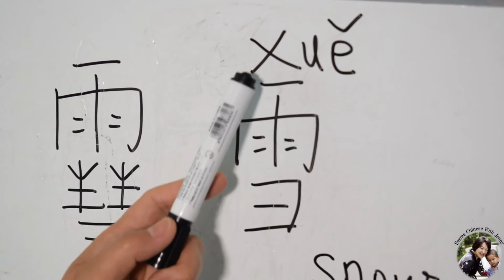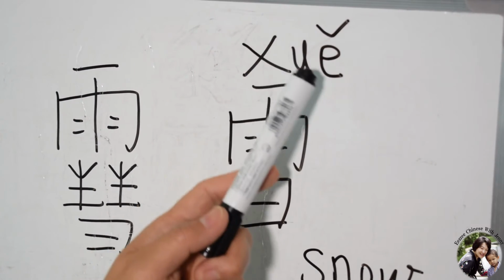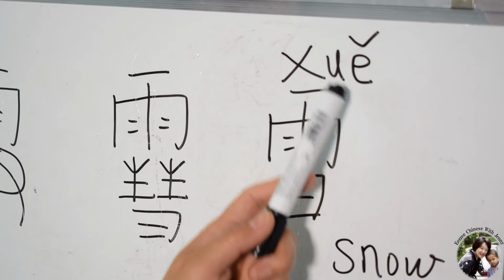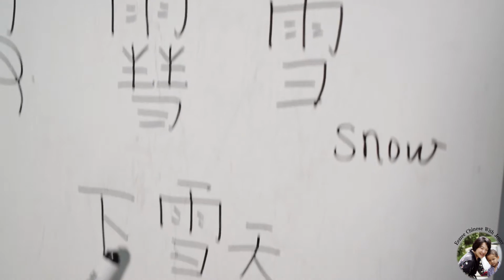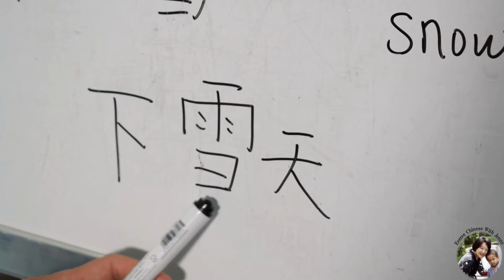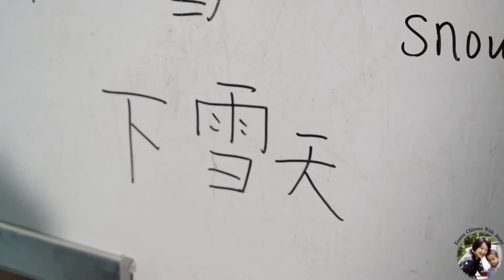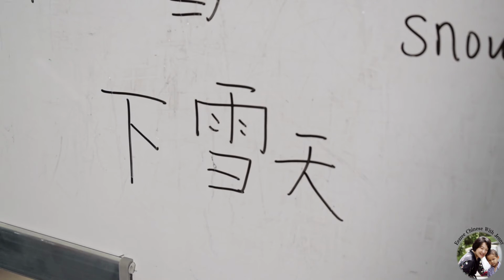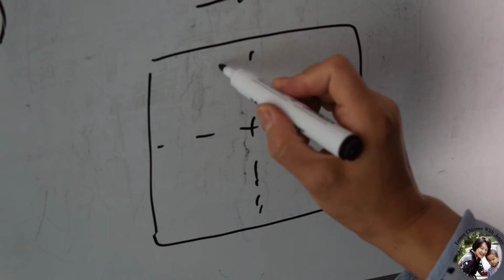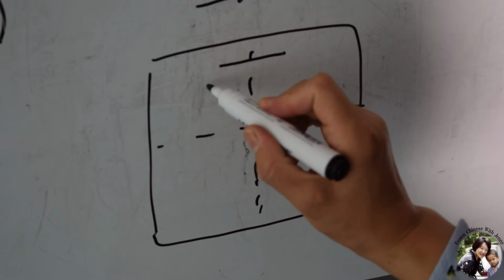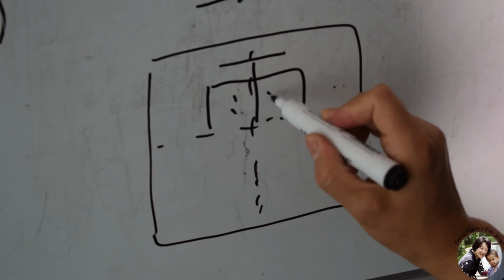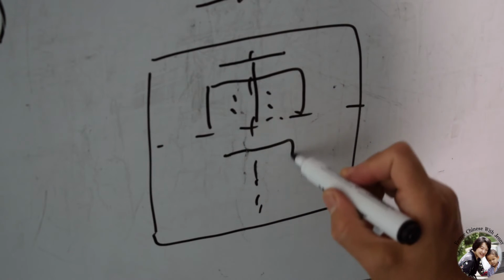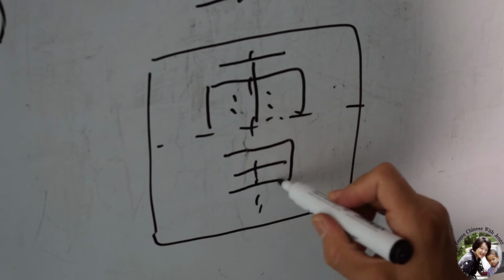The pronunciation is xuě, the third tone, 雪. 雪 means snow. If we say 下雪, it means that it is snowing. And 下雪天 means it is a snowing day. We write 雨 on the upper part first. And this lower part.